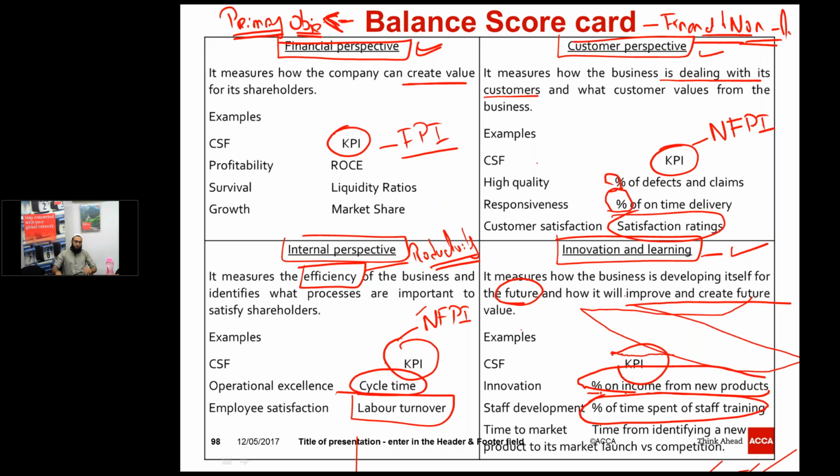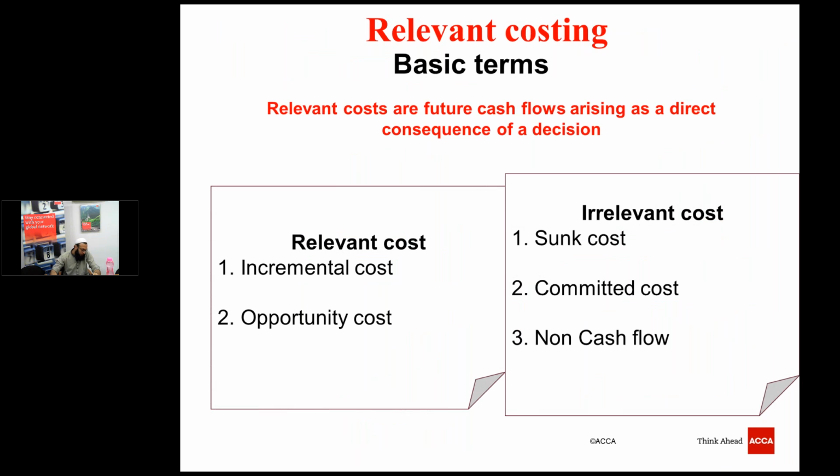Okay. So this was an overview that I gave you for the scorecard. Got it, guys? It uses both financial and non-financials. Now, the last area for this revision session is relevant costing. I'm afraid I cannot solve a question because of time shortage, but I will be discussing the basic concepts that will help you out, and the question that was also attached in the documents, you can solve that later on.